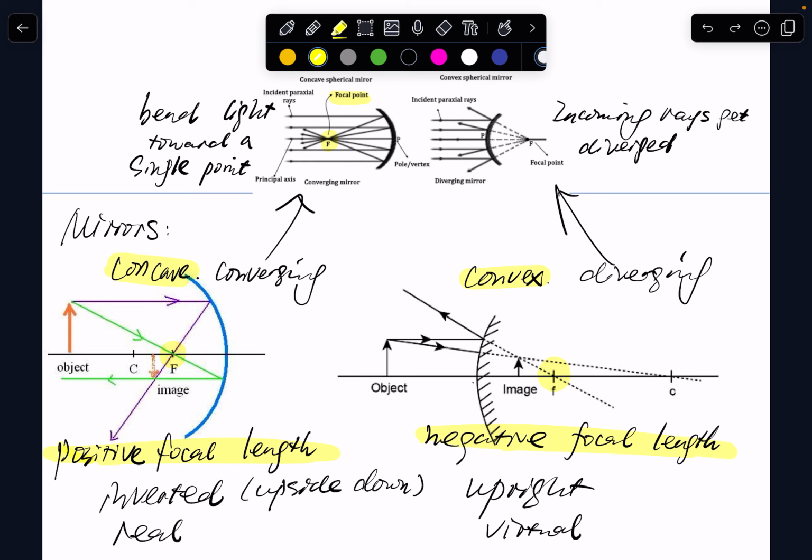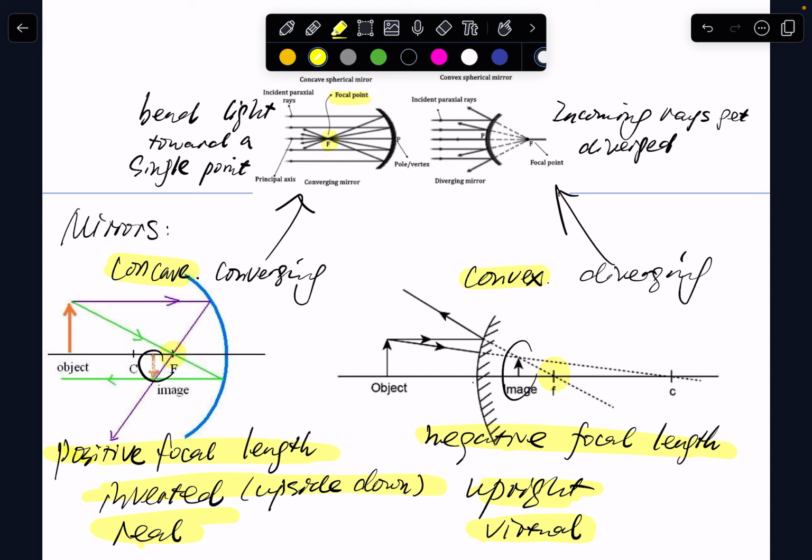And then we also see how the image is formed. Comparing this image here versus this image here, in the concave case we have an inverted, upside down image, but it's a real image. Whereas the convex mirror gives us an upright image. It is just what it is, but it's not a real image. It's a virtual image.